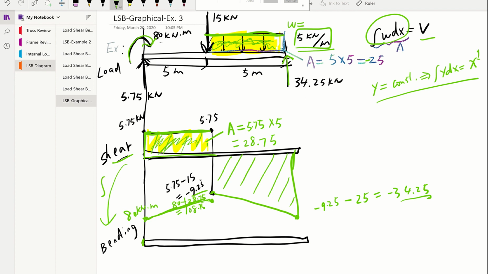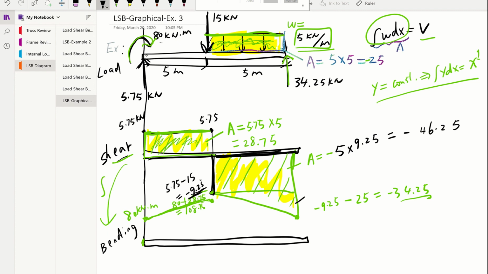Then we're going to move along. We're going to look at integrating the second half of our shear. This area is below, so this area will be a negative value. And this area is a trapezoid shape, and we're going to figure out the area. If we decompose it into a rectangle and a triangle, this rectangle will be: what's our length here? That's our 5. And what's our height? Our height is this value, right? 9.25. Then that would give us negative 46.25.